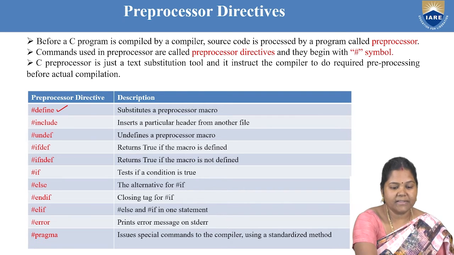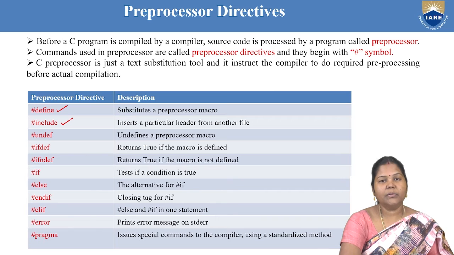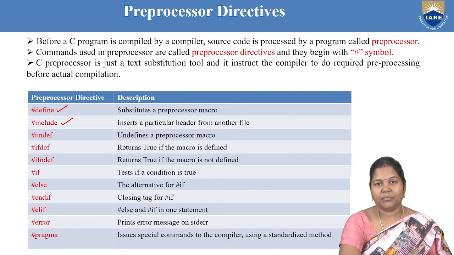The next one is called hash include. If you want to include any kind of header file or any other file in the program, the hash include directive must be used. For including library files, we use the hash include directive. But other than library files also, if you want to include any file in your program, you write hash include followed by that file name. So it inserts a particular header from another file.